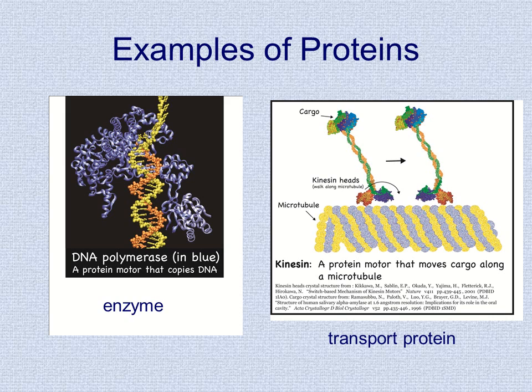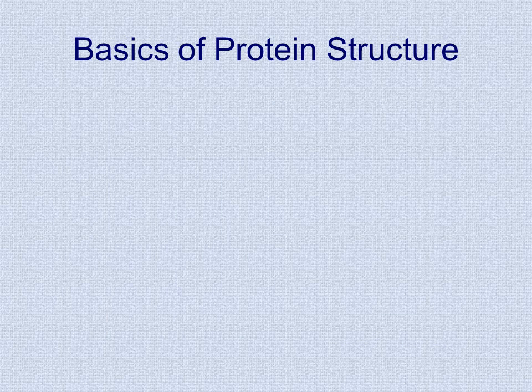Now, here's a couple of examples of proteins. The DNA polymerase on the left is an enzyme. It copies DNA and helps make new proteins. The kinesin on the right is a transport protein. It moves materials from one place to another in the cell. It's a phenomenal little device. It's just amazing how it works.